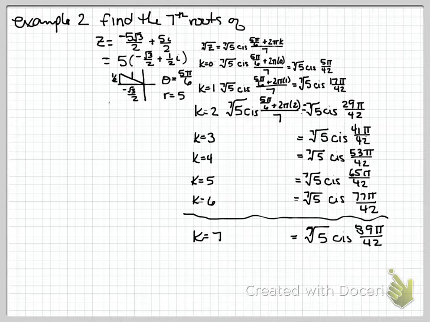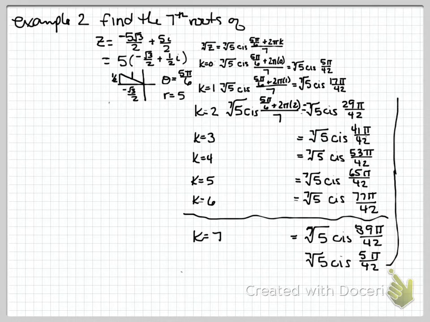But if I look at 89 pi over 42, 42 times 2 is 84. So that would be one revolution around our circle. If I take 84 away from 89, I get 5 pi over 42. So this is actually in the same exact position as that first one I did. The very first one all the way up here.